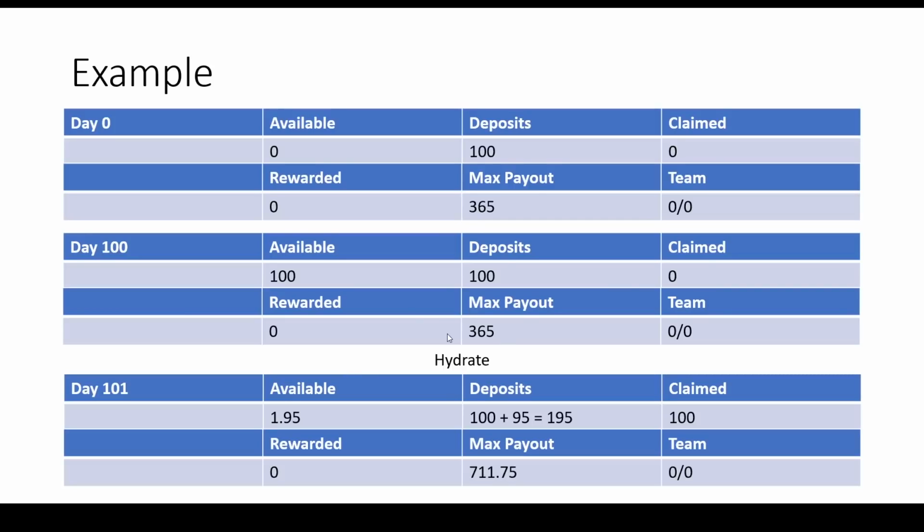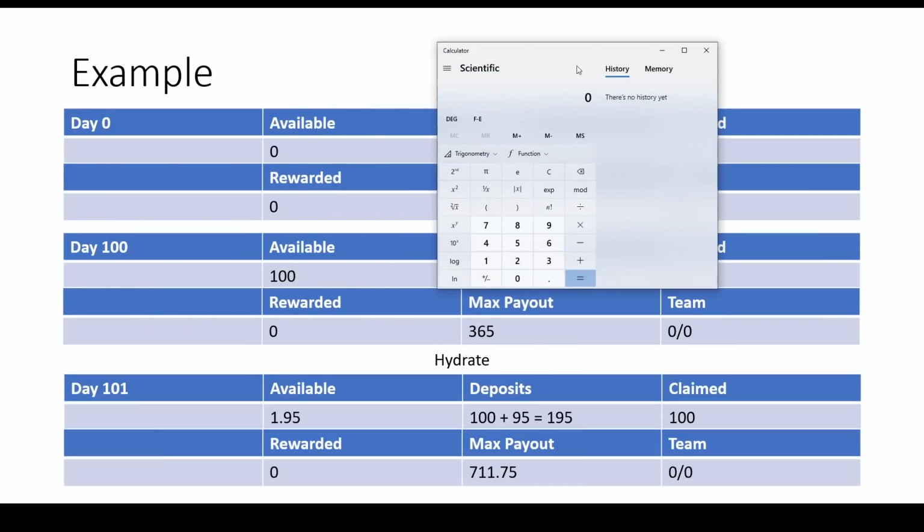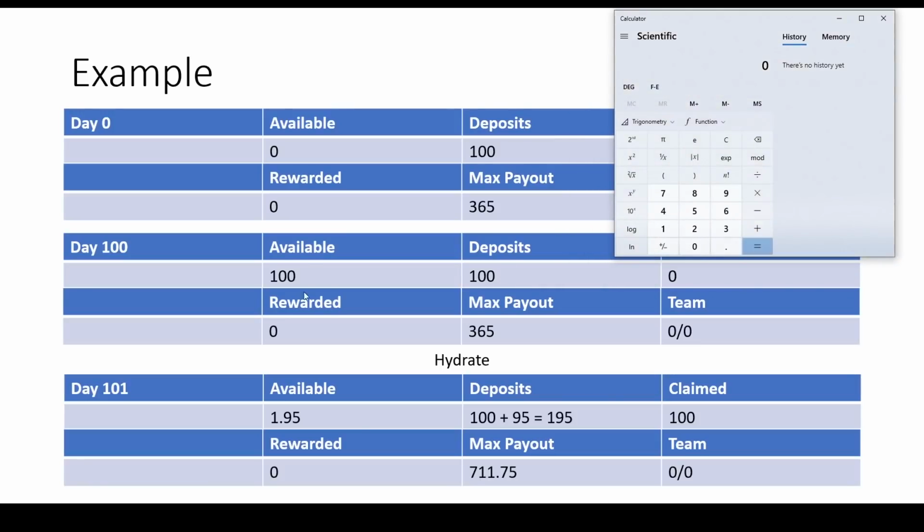But this is a simple example, and this is where people get confused about the 365%, because I want to show you something here. So, in fact, I'm going to need the calculator. Let me get the calculator. Okay. Calculator. So after I hydrate, the 100, so this is day 101. So let's say day 100, I decide I'm going to hydrate these 100. Okay. When I hydrate, I'm going to pay a 5% tax. So 100 becomes 95, right? That's easy math. 100 times 95%. Or 100 minus 5%, it's going to be 95.